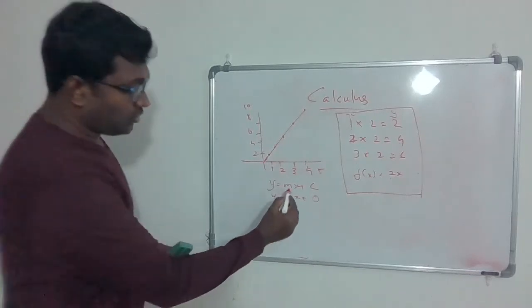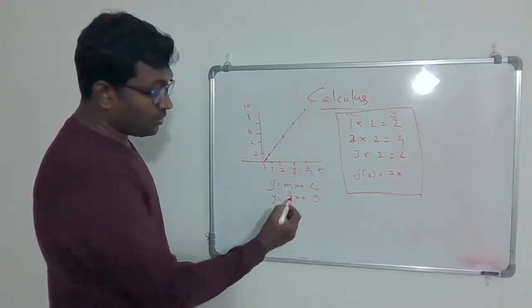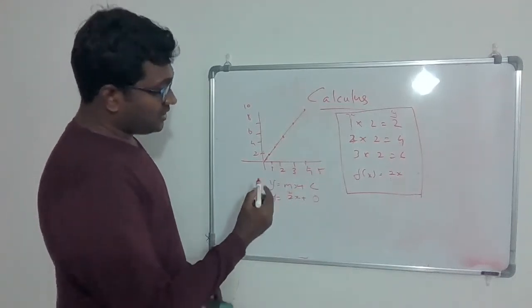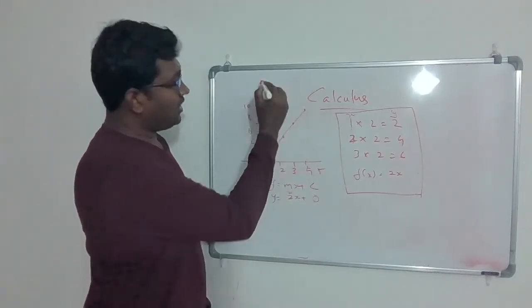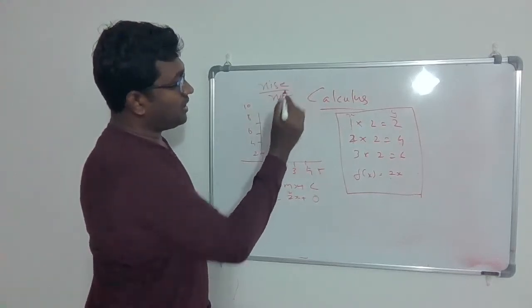Okay, what does slope mean actually? Here I just told that m is equal to 2. How do you find the slope? Slope is nothing but a rise over run. So what does it mean?